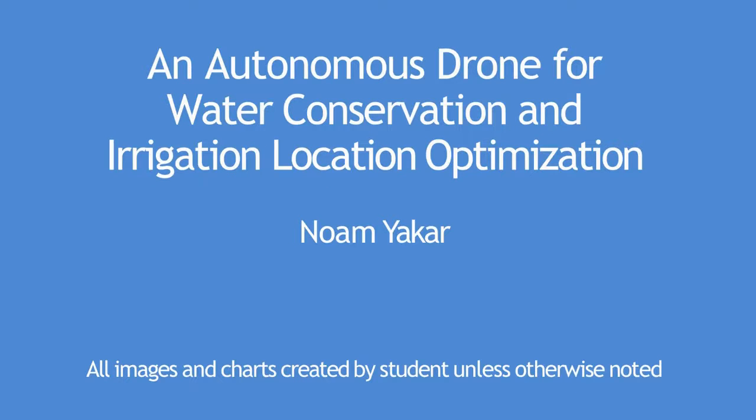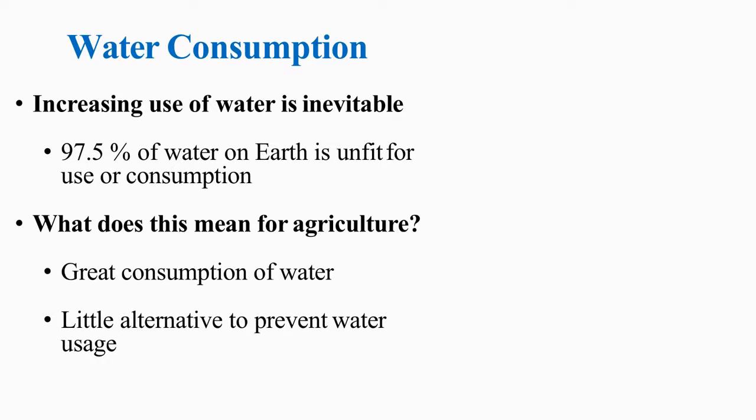This is my project, an autonomous drone for water conservation and irrigation location optimization. First, water consumption is a problem globally, and there's increasing use of water, which is simply inevitable. Almost 98% of water on Earth is unfit for use or consumption because it's not fresh water. This means that while there's a great consumption of water, there's little alternative to prevent this water usage.